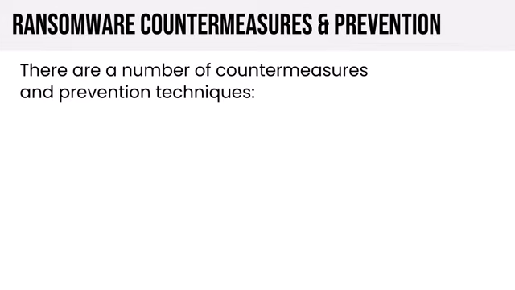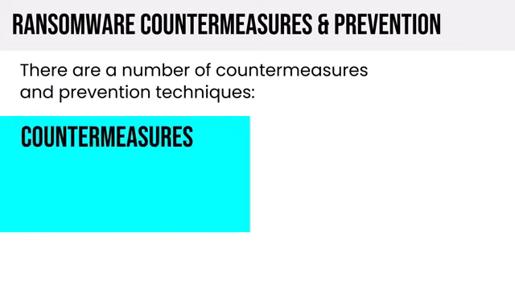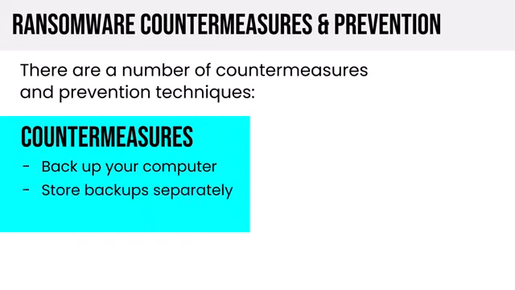I want to shift gears and talk ransomware for just a moment because this is such a significant threat to virtually every organization. So we have some common countermeasures to ransomware. So backing up your computer, storing those backups separately, so if the files on a computer are encrypted, we can restore those from an alternate location. File auto-versioning is very handy, so being able to revert to a previous version of a file.